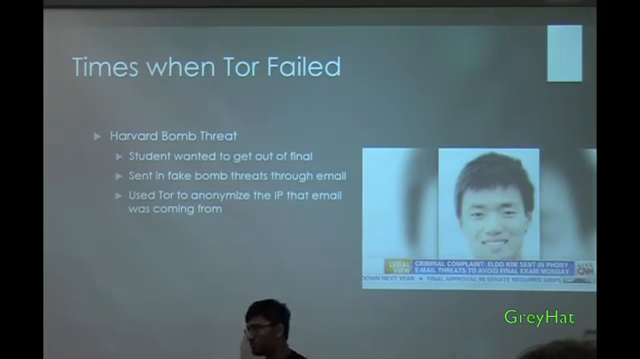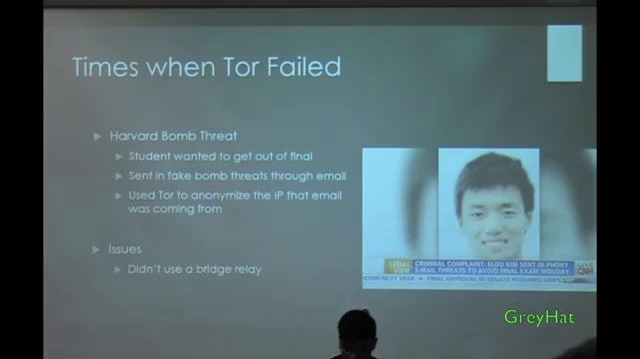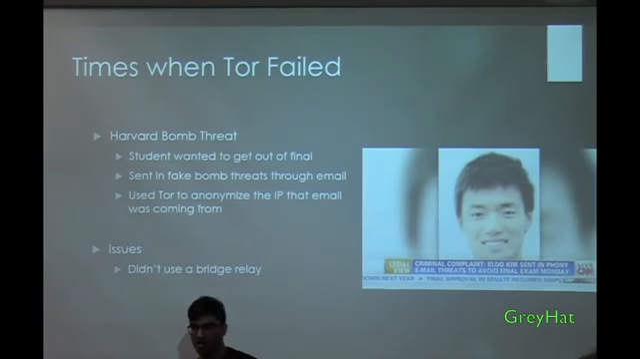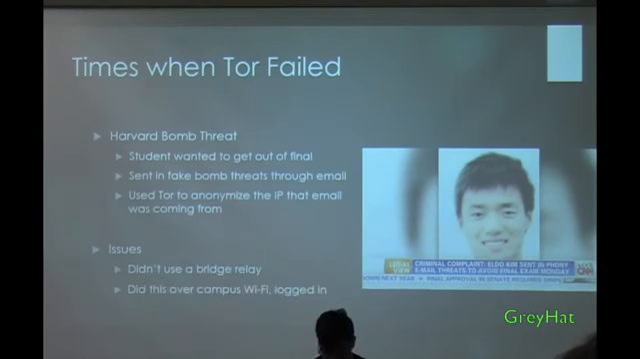But there were a few issues with what he did. First of all, he didn't use a bridge relay. So the fact that he was using Tor was known to whoever was on his ISP, because he was connecting directly to the Tor network. If there aren't many other users on the network you're using that are also using Tor, it's easy to pinpoint who was using Tor. So you'd think that he would use a network where a lot of people are using Tor at the same time. Instead, he decided to do this on his campus Wi-Fi.